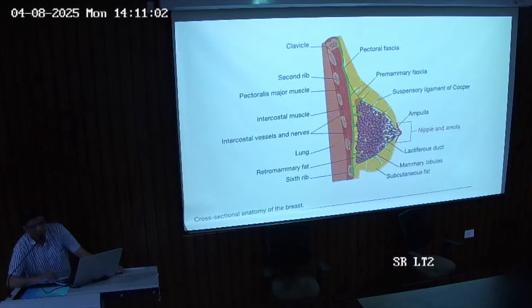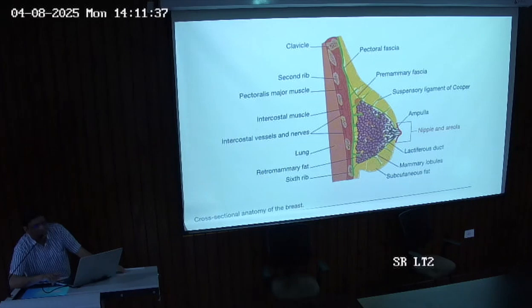This is a sagittal section, it means it's going like this. If you see like this, you can see all the ribs, the clavicle, the second rib up to the sixth rib. That's how we can see the extent of the breast. Then the pectoral fascia, which overlies the pectoral muscles, the premammary fascia, then the suspensory ligaments of Cooper, the ampulla, which includes the nipple and areola, lactiferous ducts, and subcutaneous fat.